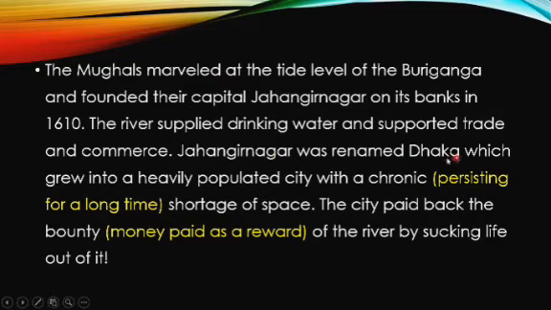Jahangirnagar was renamed Dhaka, which grew into a heavily populated city with a chronic shortage of space. Chronic means persisting for a long time. That means the shortage of space is not going to end in the near future. The city paid back the bounty of the river by sucking life out of it. Though the city Dhaka was a reward by the river Buriganga, we, the people, have sucked out the life and we have polluted the river in such a way that now it is in a dying condition.